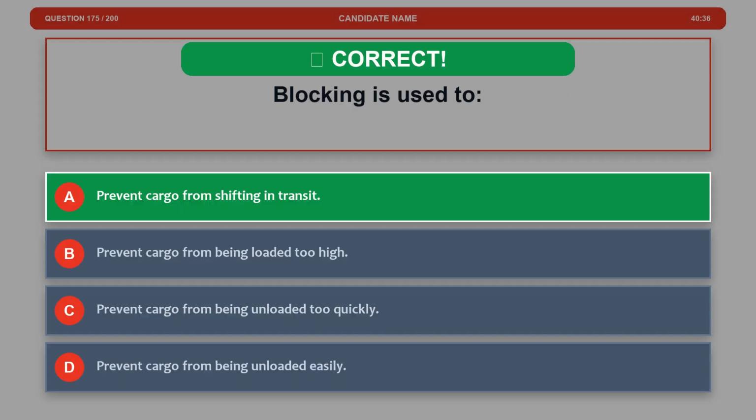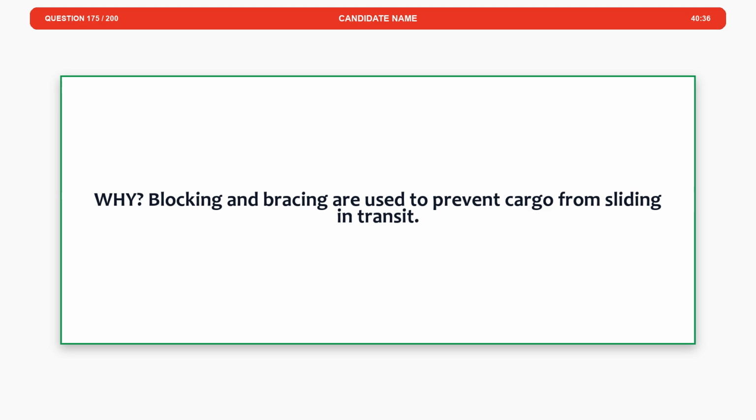The correct answer is option A. Prevent cargo from shifting in transit. Explanation. Blocking and bracing are used to prevent cargo from sliding in transit.